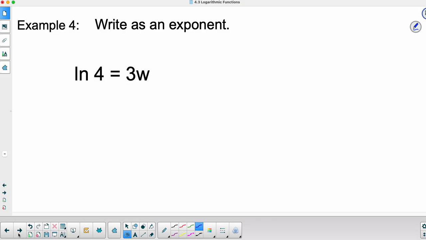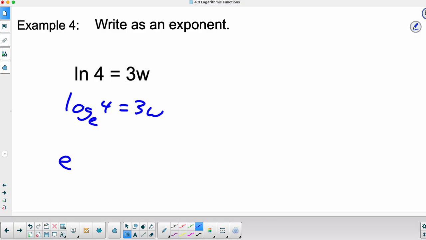This is a log. And in particular, Olivia just said, if you don't see this, I need this. When I see ln, I need to be thinking in my mind, you don't have to write this down, but at least think this: this is log base what? E. So in my mind, I need to be thinking this is log base e of 4 equals 3w. If that's the base, how do I dab this out? What's this as an exponent?